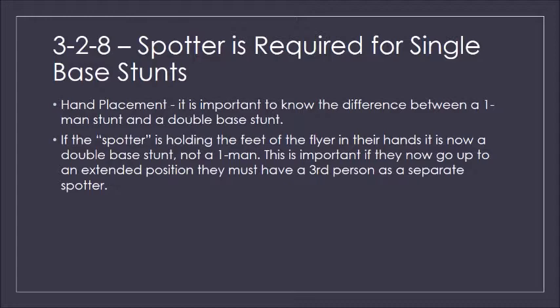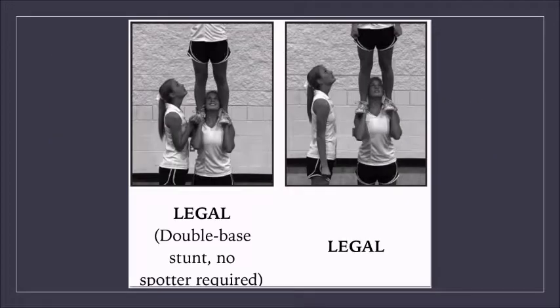If a spotter is holding the feet of the flyer in their hands, it's now a double-based stunt, not a one-man. This is important if they now go up to an extended position, they must have a third person as a separate spotter. You can see in the picture on the left that the person on the left has her hands on the feet of the flyer, making this a double-based stunt, not single-based. So no spotter is required at this level.